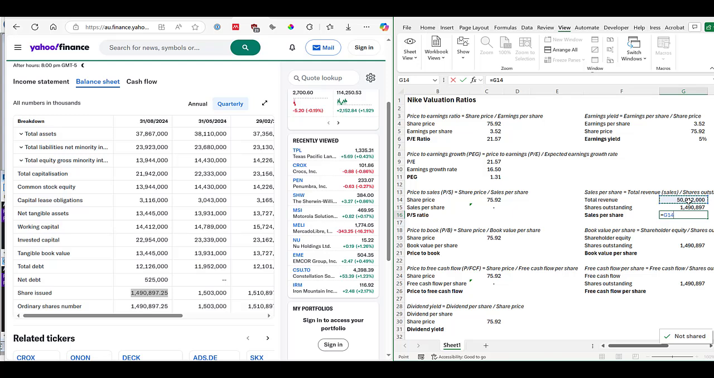50 billion in revenue divided by 1.49 billion shares outstanding gives us a sales per share of 33.54. Now we can calculate the price to sales. If we take the share price of 75.92 and divide it by the sales per share of 33.54, we get a price to sales of 2.26. A price to sales of 2.26 means you are paying $2.26 for each dollar of Nike sales.